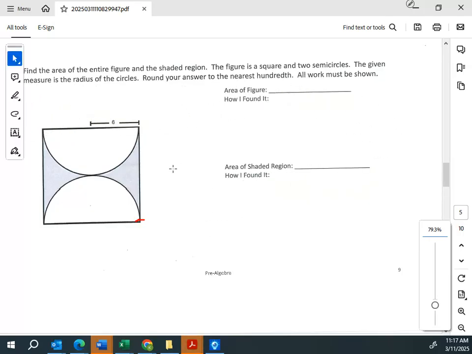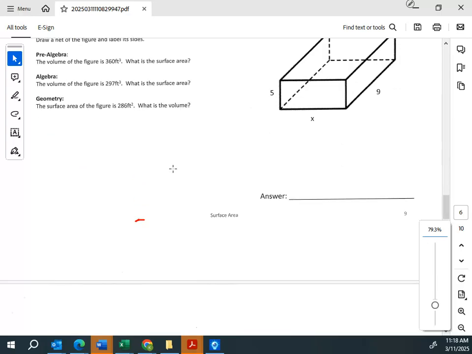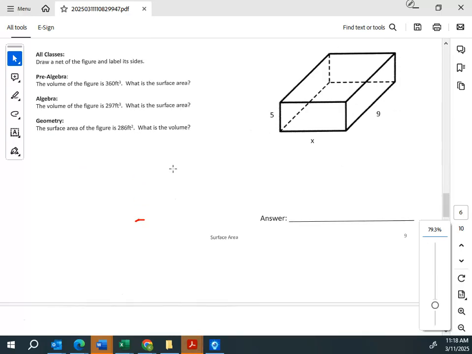Next page. Next page, we have to make a net for it. Some of us that turned in missed that we had to draw and label our net. So you have to open up that box. So you can always look at the back, look at what our nets look like. Think about what the net of that box would look like. Label it correctly. Where would your 5s be? Where would your 9s be? Where would your X's be?